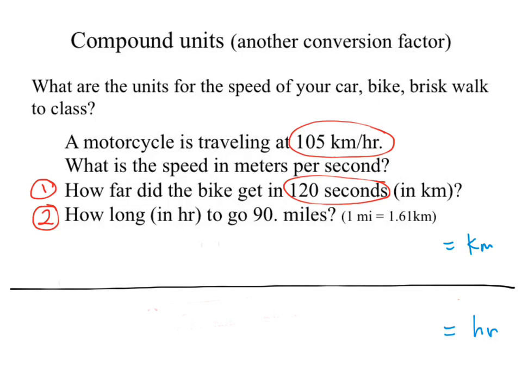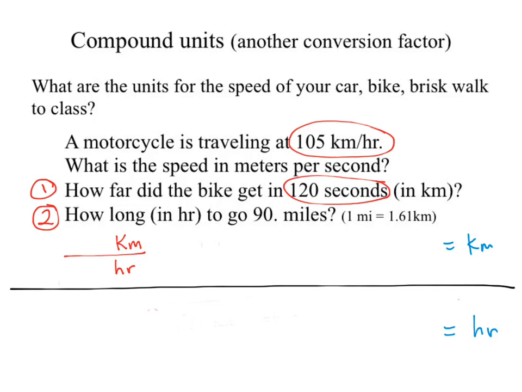What's the answer I'm aiming for? Kilometers. Does kilometers as a unit show up in 120 seconds? No. Where does kilometers show up as a unit? In the 105 kilometers per hour. So I'm going to start with the 105 kilometers per hour and theoretically be able to squeeze this calculation in here. Where do I want the kilometers to show up? In the numerator. So I will write my kilometers here and my hours on the bottom.